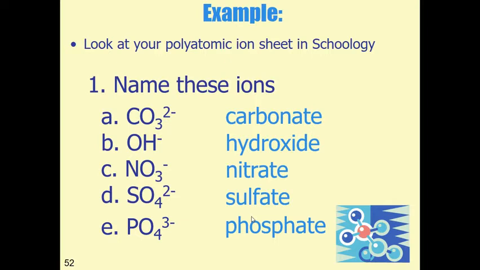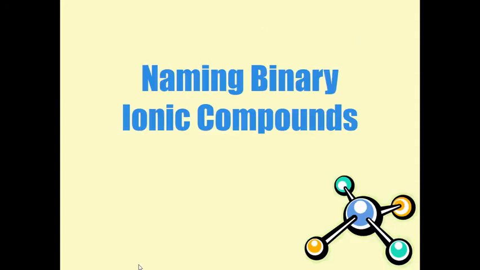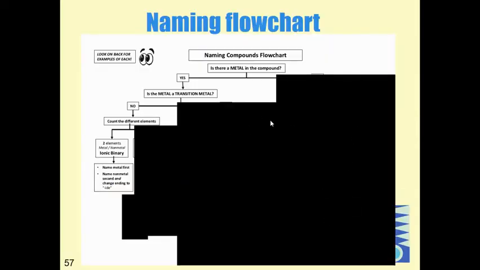Okay, so now we've talked about naming our cations and our anions separately. But what we're trying to learn how to do is name compounds where those cations and their anions are together. So we're going to start talking about naming binary ionic compounds. On your flow chart, this is what we're looking at. We've blocked out everything else for now. We've already done a little portion of it, but we're blocking everything else for now. And we're going to be naming binary ionic compounds.